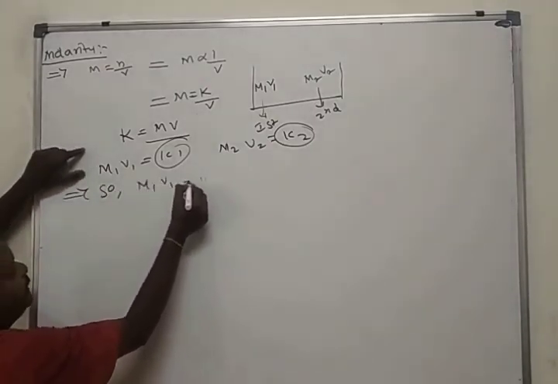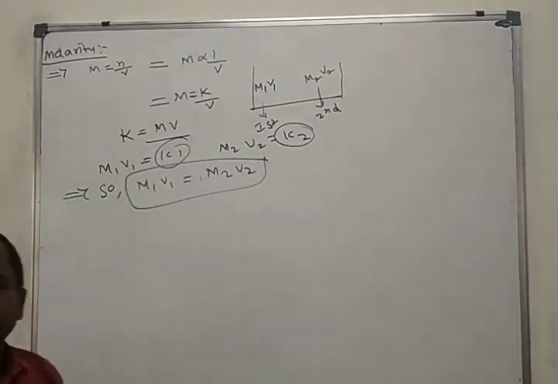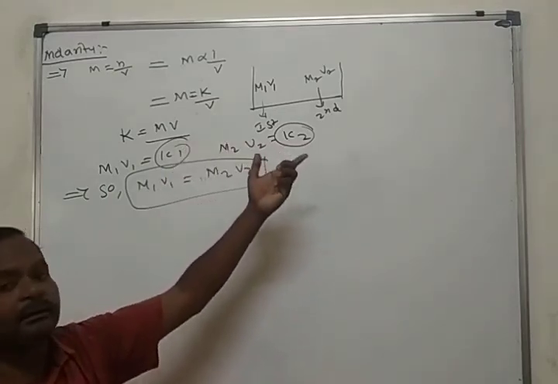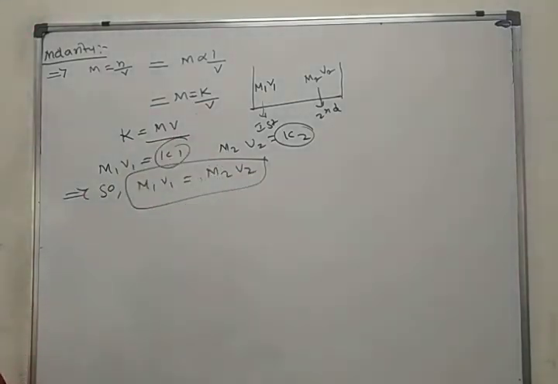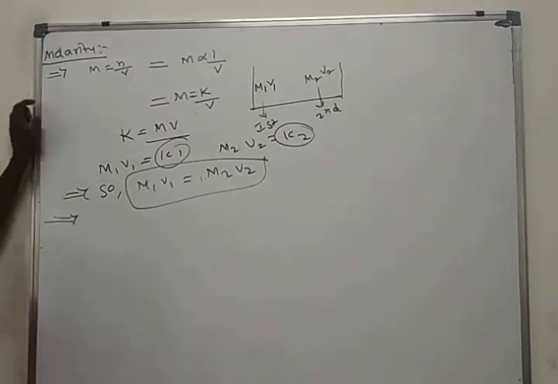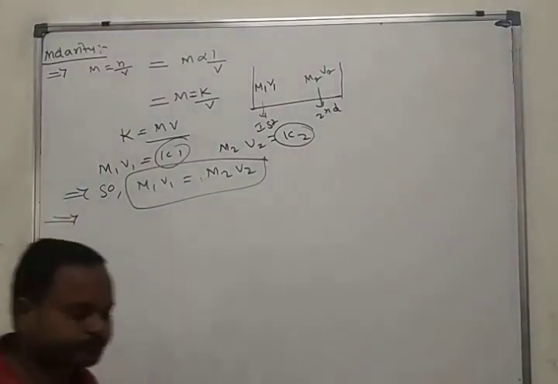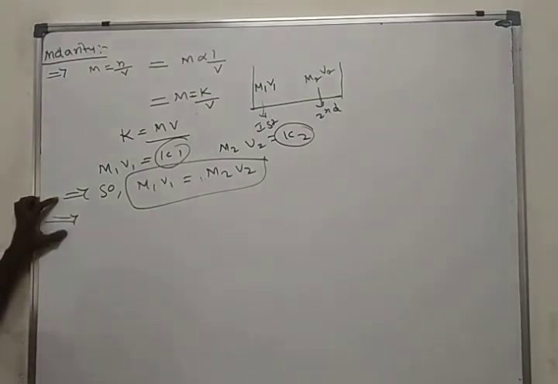So M1 V1 is equal to M2 V2. M1 V1 is equal to a constant. M2 V2 is equal to a constant. Both are constants, so M1 V1 is obviously equal to M2 V2. Based on this, I will give one formula.